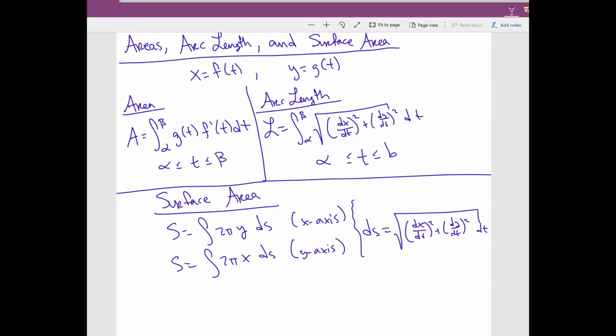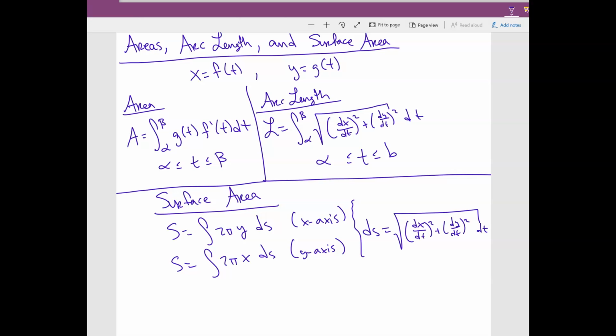So this is the final section of parametric curves with calculus. Here we're going to do three different things, which is basically area, arc length, and the surface area. The first thing that we're going to do is try to find the area with parametric equations.